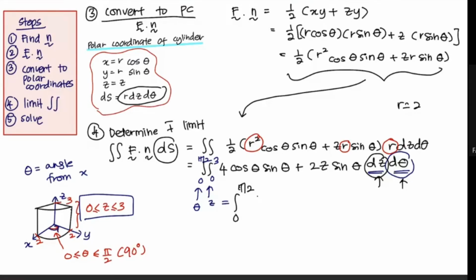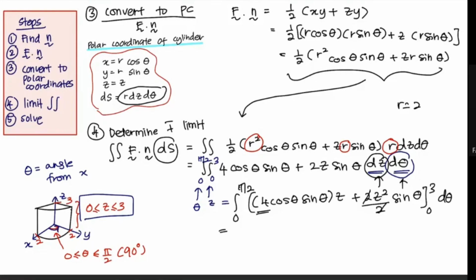So we get 4 cos theta sin theta z plus 2z square over 2 sin theta, where z is between 0 to 3, d theta. Okay, the last answer will be 15. Okay, try to do it.